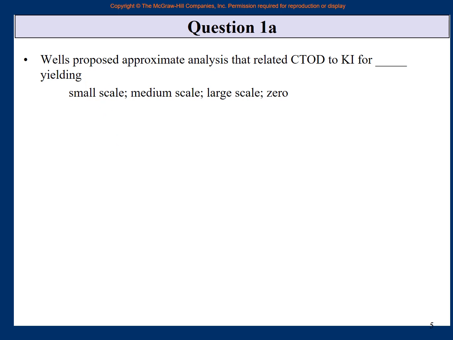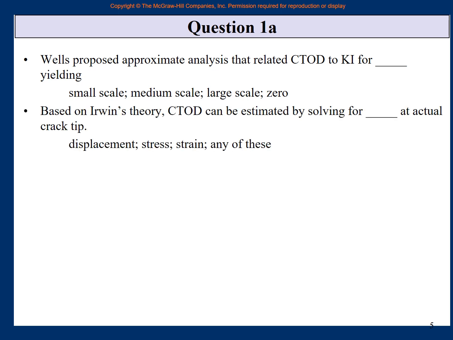That it is elastic plastic, right? So you are just above the yield point, not significantly ductile, otherwise the theory will not be right. A small scale yielding. Based on Irwin's theory, CTOD can be estimated by solving for dash at actual crack tip: displacement, stress, strain, any of these. So if you remember, based on the Irwin theory, CTOD is a displacement. It is the opening of the crack tip. So even if you don't know, you know that you have to solve for displacement. You can't solve for the other thing. This is simply solution of displacement in the equation.